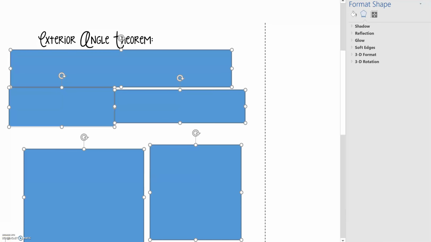Everybody, today we're going to talk about the exterior angle theorem. The exterior angle theorem is still going to be working with triangles. It's just, if you remember, exterior meant outside. So I'm going to show you a diagram in a second and you'll see what we mean by this.